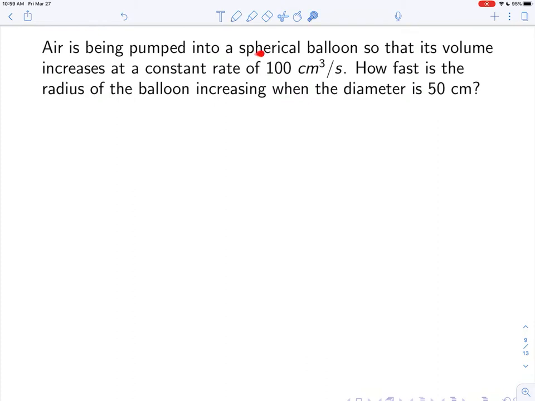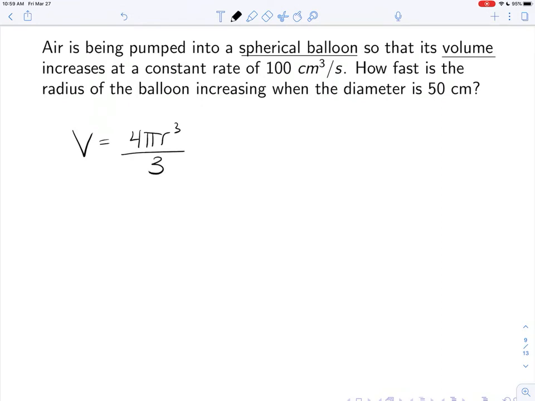Well, we're talking about a spherical balloon. Maybe I'll use my pencil here to underline that. Spherical balloon. We're talking about volume. So I'm looking for the volume of a sphere. Let's write that down. V equals 4/3 pi r cubed. So that's going to be helpful.